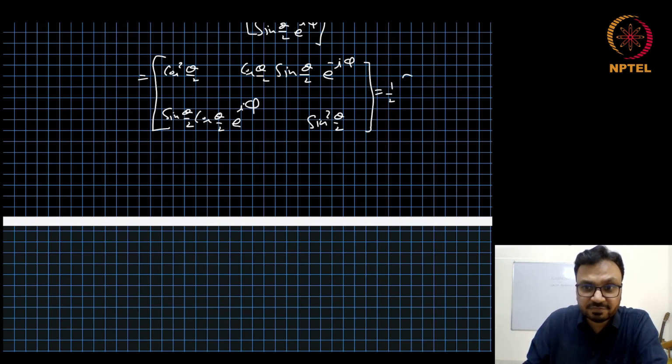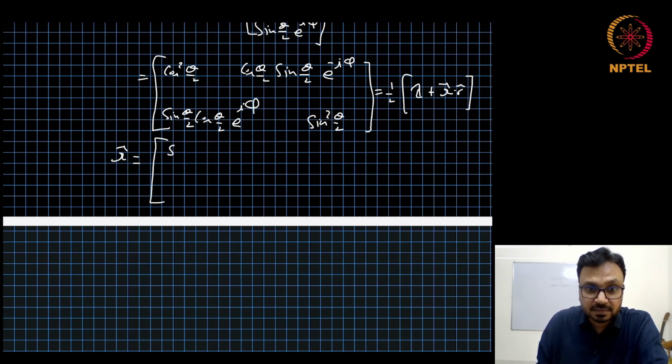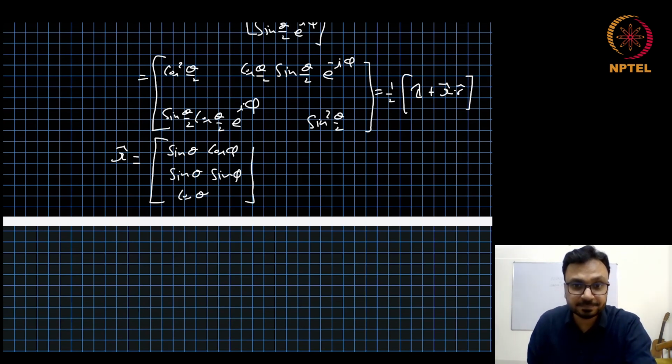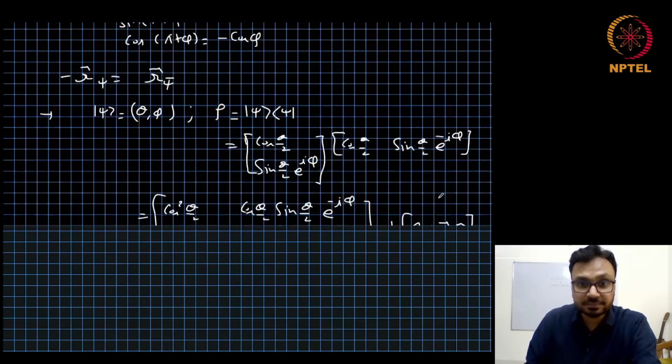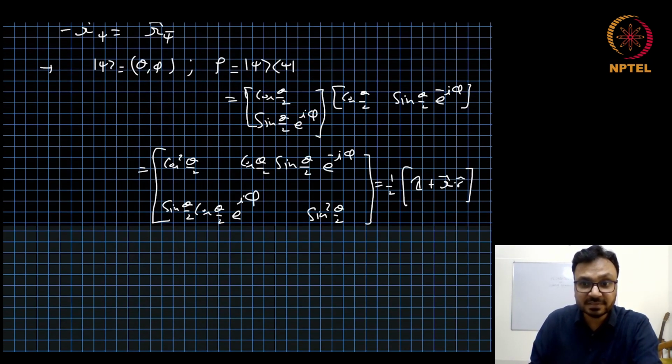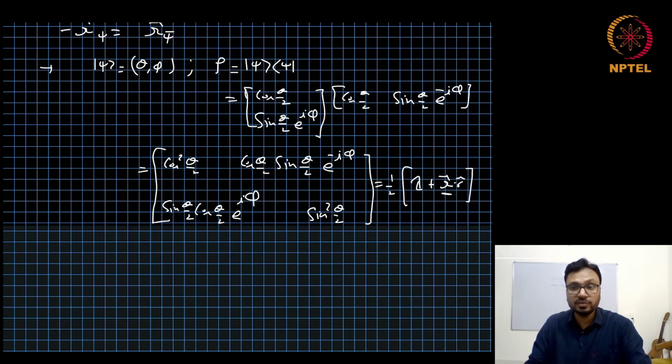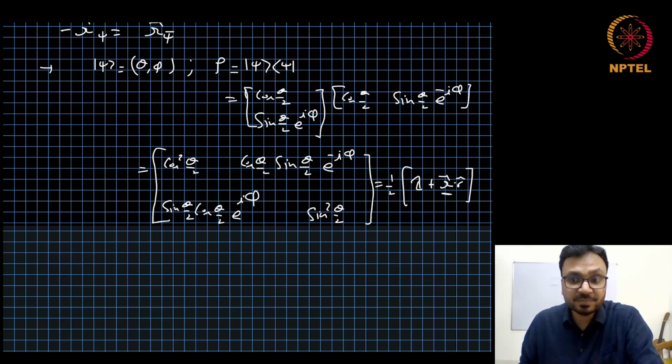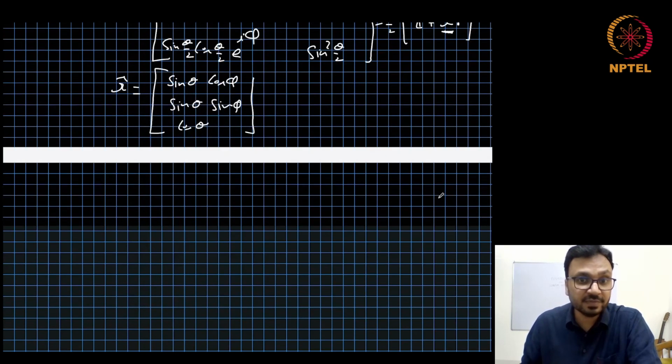And if we compare it with half times identity plus r dot sigma, it turns out that the r vector is nothing but sine theta cos phi, sine theta sine phi, and cos theta. That is the Bloch vector corresponding to the state psi. That should be obvious because we have already established that this r vector is the vector of expectation values of sigma. So this vector in the density matrix decomposition is the Bloch vector R we are interested in.